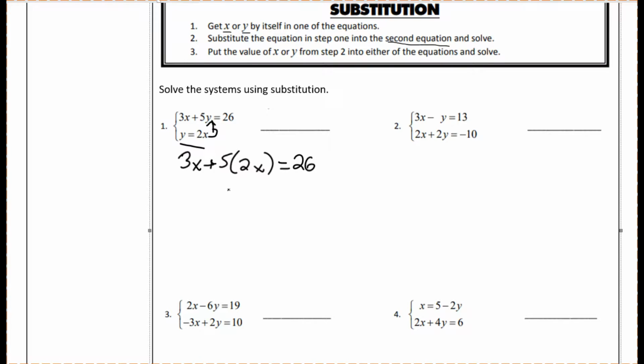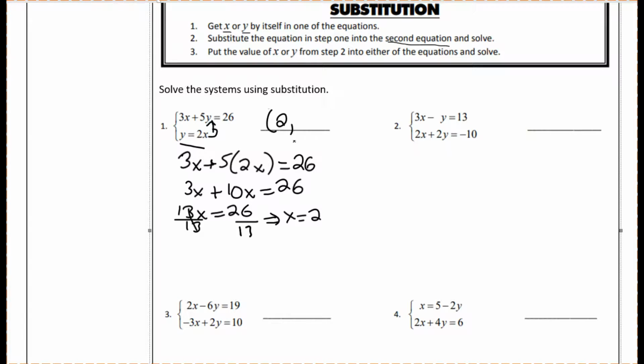Now 5 times 2 is 10, so we have 3x on the left side plus 10x equals 26. So we have 13x, combining those two like terms. Then we can divide by 13 on both sides, and we have x equals 2. Now we've got one of the solutions: x is equal to 2. Now we need to find y. So we plug it into the equation that we used to make the substitution, which is y equals 2x. So y equals 2 times 2, which is 4.